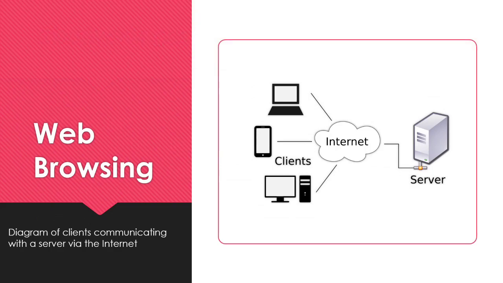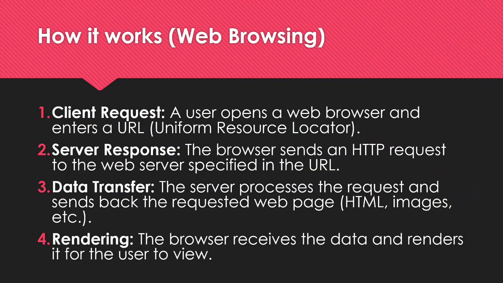Web browsing. We can see that the client is trying to communicate with the server via the internet. Now we will see how web browsing actually works. Client request. A user opens a web browser and enters a URL, Uniform Resource Locator. Server response. The browser sends an HTTP request to the web server specified in the URL. Data transfer. The server processes the request and sends back the requested web page, HTML, images, etc. Rendering. The web browser receives the data and renders it for the user to view.